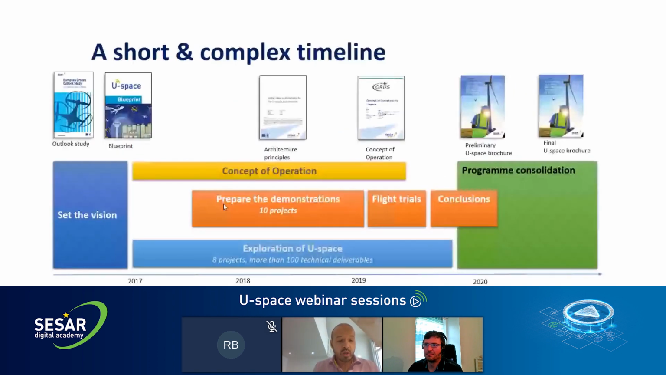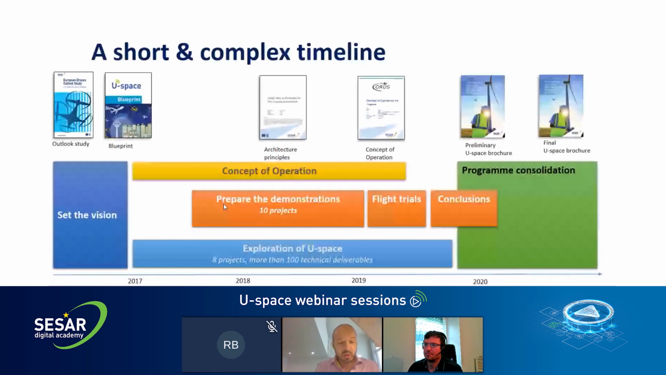So, a short and complex timeline. It is very important to have this in mind. After the definition of the vision, I spoke about the blueprint, it was necessary to act very quickly. So almost everything was done in parallel with a short timeline. 2 years for the projects. This is very short. This was a big challenge for the projects and the SGU. And I don't speak about the coordination with the regulation and standardization bodies that were working in parallel as well.